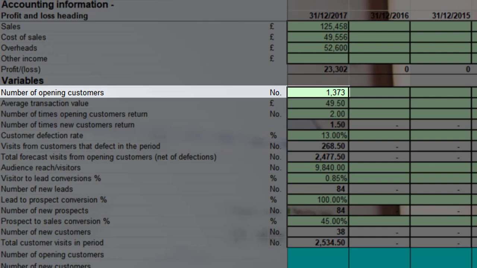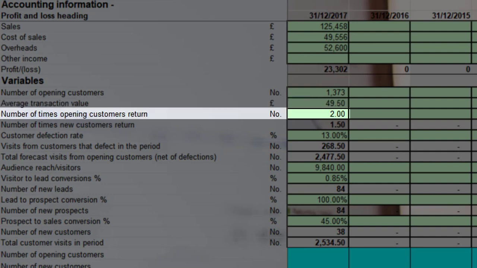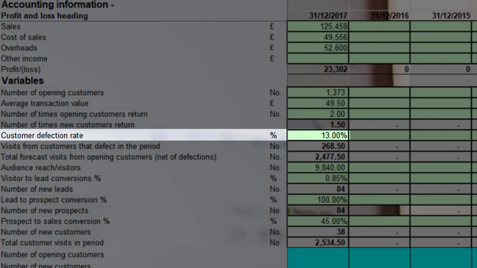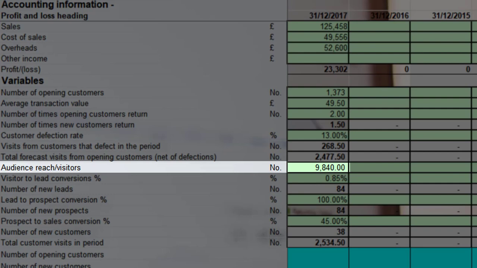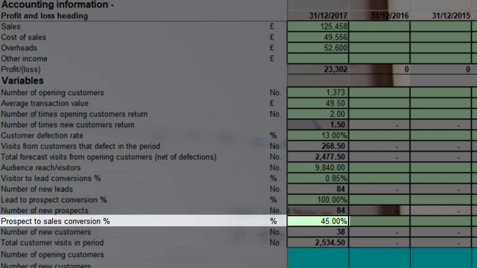Looking further down, we can see that I've entered in the opening customer numbers of 1373, the average transaction value or the average customer spend of £49.50, the number of times our customers return at the moment, which is 2, our customer defection rate or those customers that never return of 13%, our current audience reach or the number of visitors we get to our website of 9,840, the number of those visitors that convert to leads or prospects of 0.85%, and finally our conversion of prospects into customers, which represents sales, and in this case currently sitting at 45%.